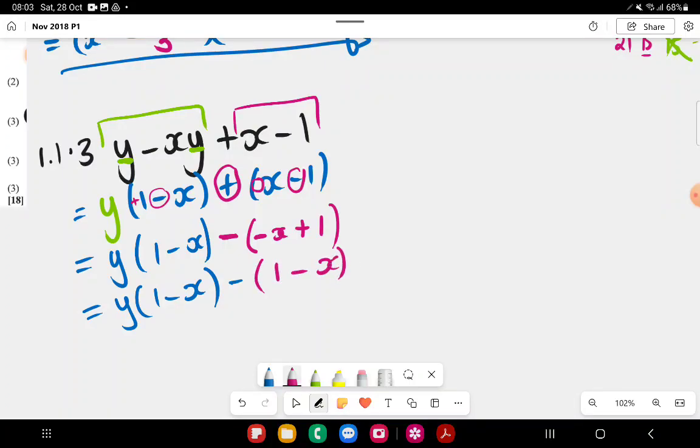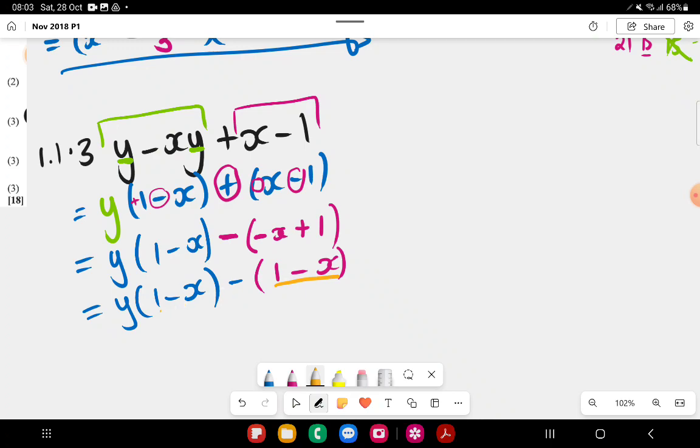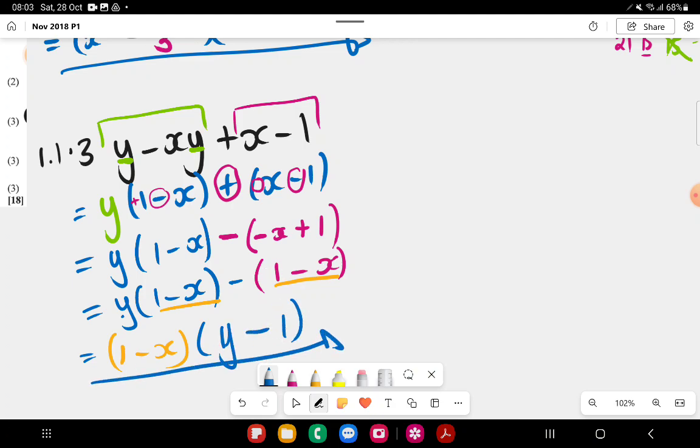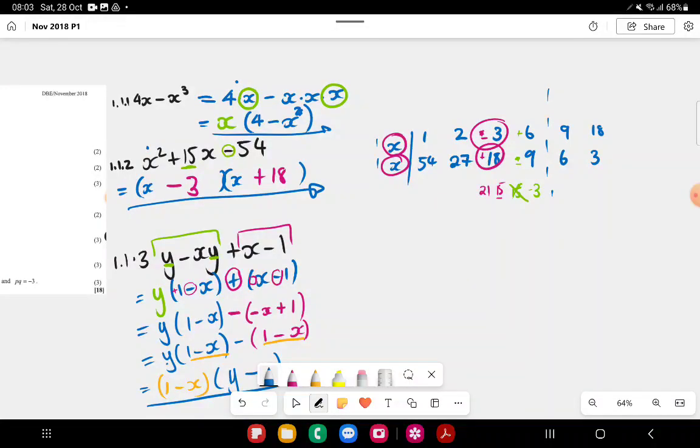Lovely. Now I have achieved my goal. I have two brackets that look the same. So I am now going to say this and this is common. I take it out, 1 minus x. And I am left with, in this term, 1. And in the first term, y. In the second term, minus 1. And that's your final answer. So this is how we answer question 1.1.